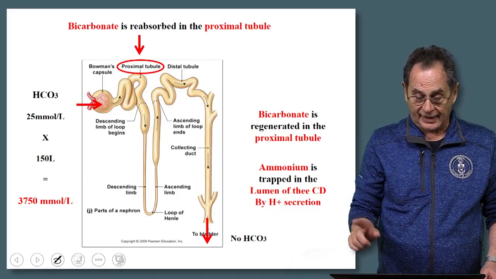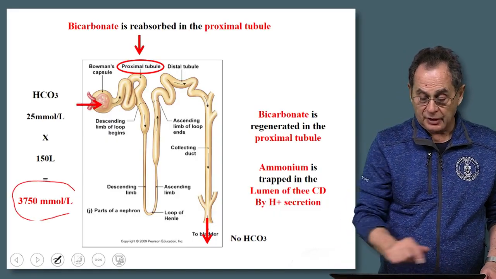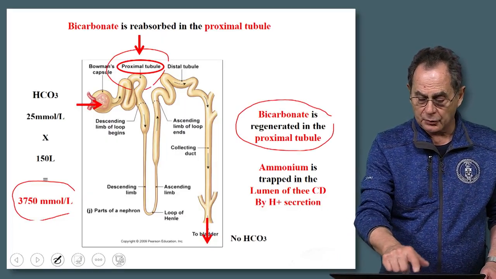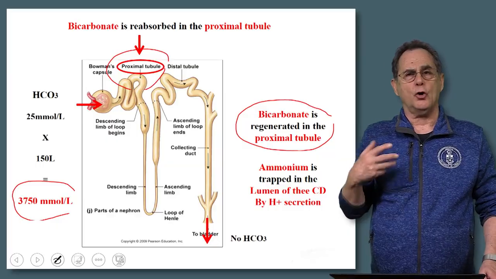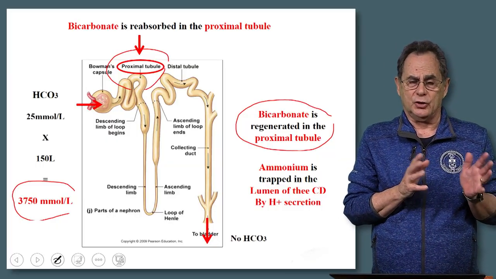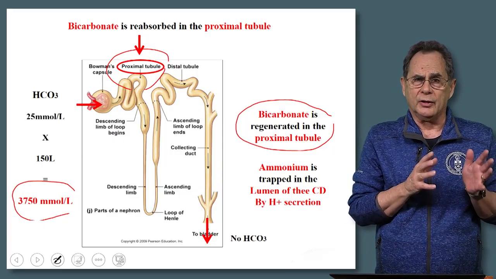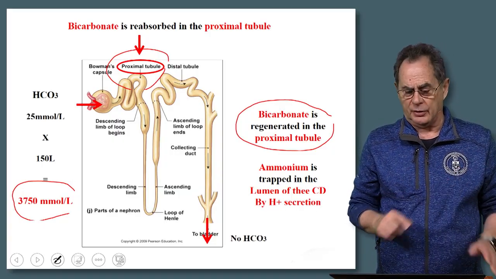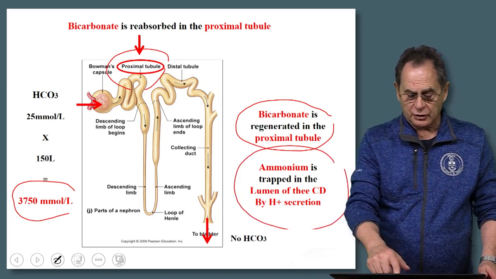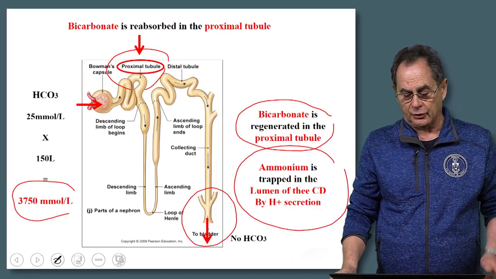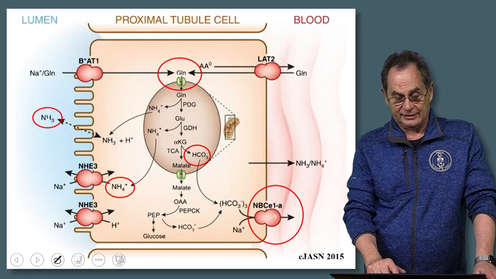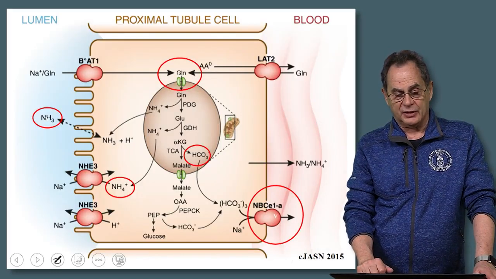So again, bicarbonate has to be reabsorbed. But the other thing that the kidney does, and it's in the proximal tubule, is it regenerates de novo bicarbonate, not that bicarbonate that was just turned into CO2 and water in the lumen. It generates de novo bicarbonate by a process called ammoniogenesis. And then eventually the ammonium is trapped in the lumen of the cortical collecting duct and excreted. So let's take a look at how the kidney makes bicarbonate.